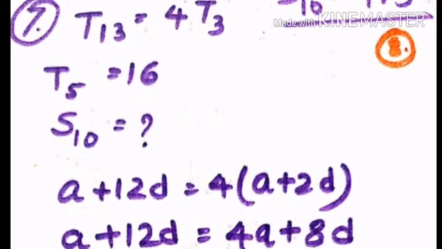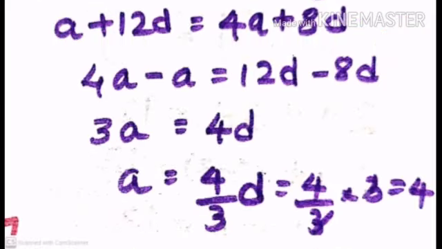So now first of all, using our first relation, the T13 formula A plus 12D is equal to 4 times, in the bracket, T3, which is A plus 2D. Now solving this equation, A plus 12D is equal to 4A plus 8D. Now taking like terms together at one side, we will solve it by finding one equation. So 4A minus A is equal to 12D minus 8D. Taking like terms together, 3A is equal to 4D. So I get A is equal to 4/3 D.